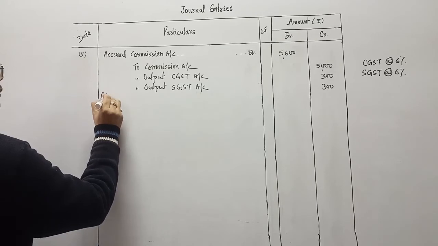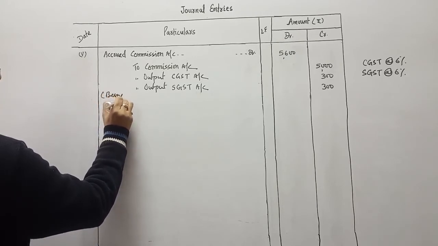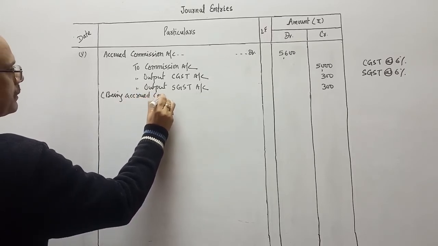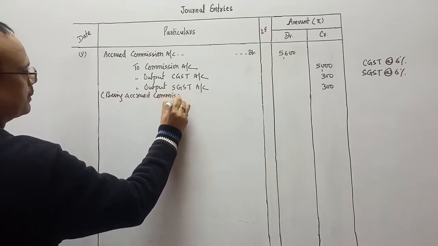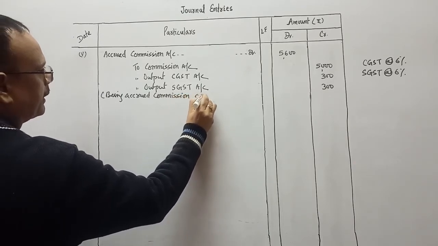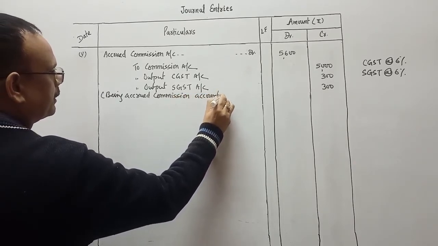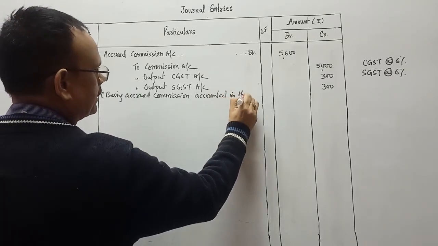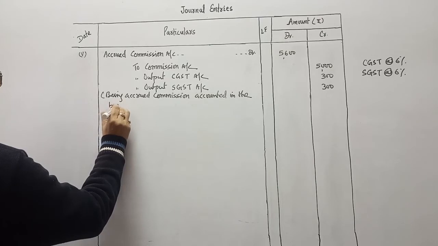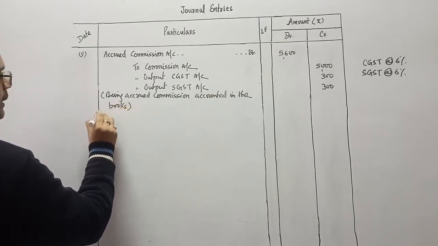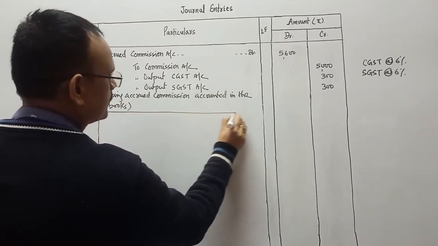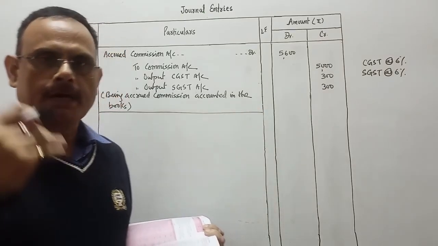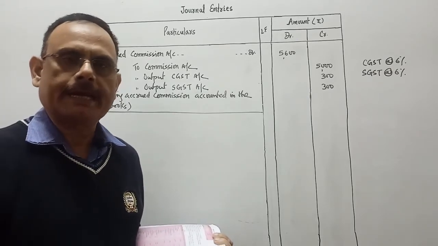Being accrued commission accounted in the books. Is it clear? So when the commission is earned but not received, that is called accrued commission.